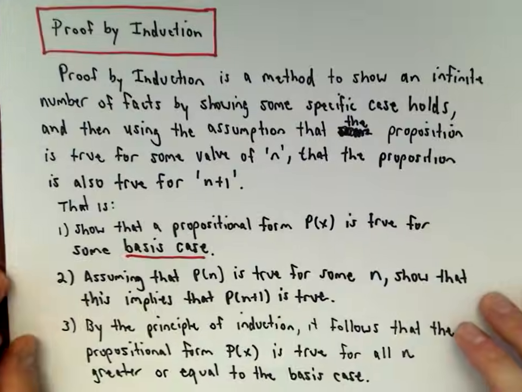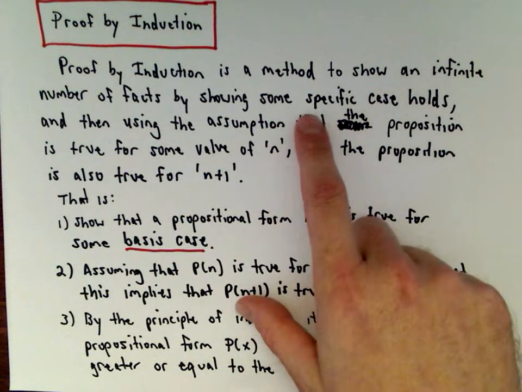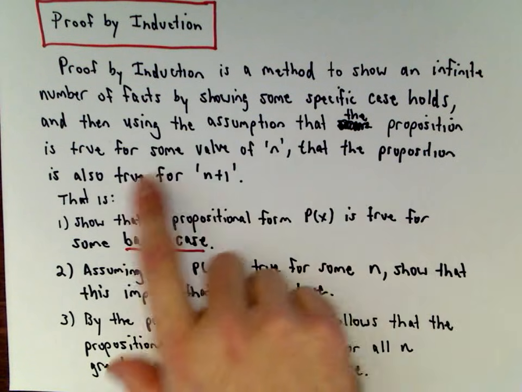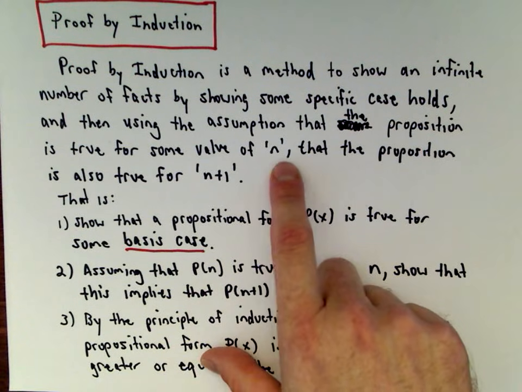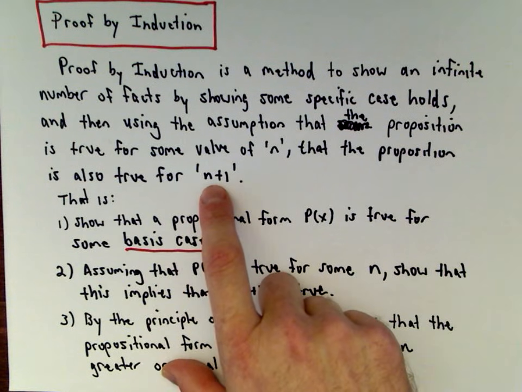All right, proof by induction. You may have seen proof by induction again in a pre-calculus class, a calculus class. I've definitely seen people run into these in high school, and they're certainly not taking some advanced math course. So proof by induction is a method to show an infinite number of facts by showing some specific case holds, and then using the assumption that the proposition is true for some value of n, we assume that the proposition is also true for n plus 1.